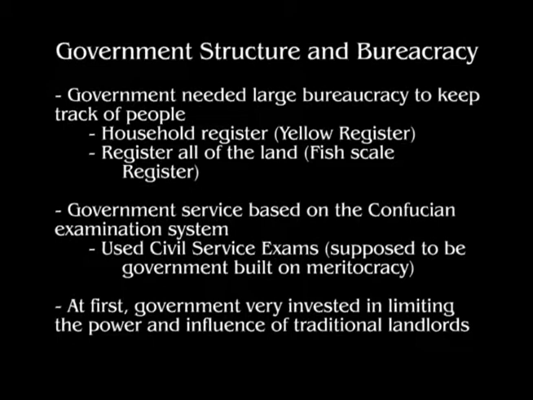So the Ming emperor needed a very large government structure, a lot of people working for him to make sure that everybody followed these laws and maintained their place in society. So we have the creation of this huge bureaucracy, and two pieces of this that show you just how regimented this was were the household register and then the register of all the land, known as the fish scale register.